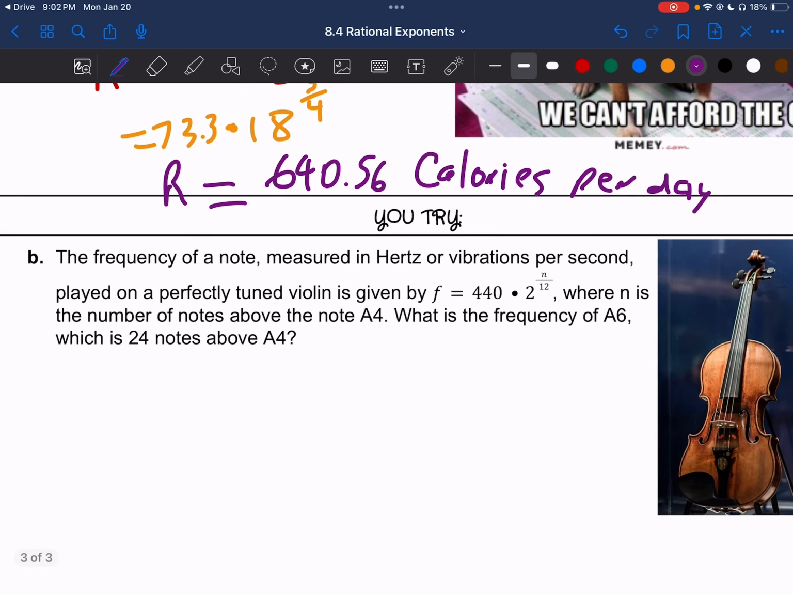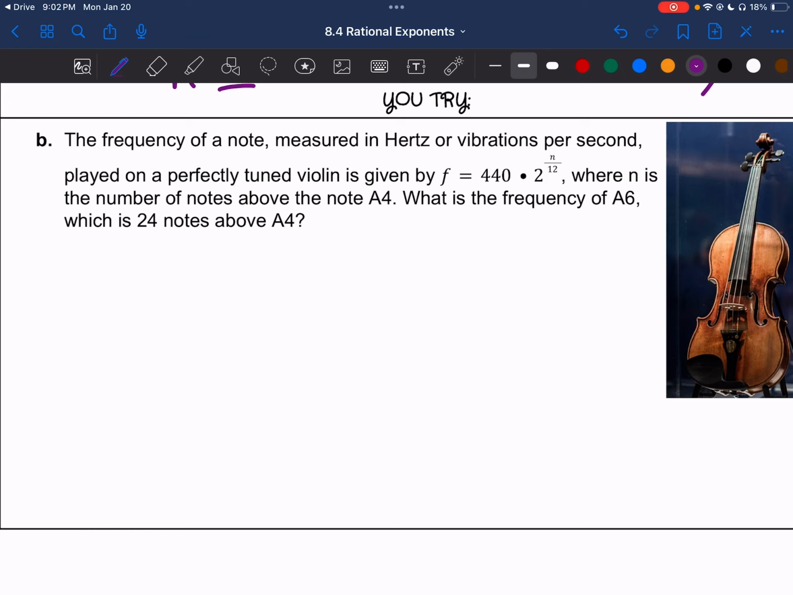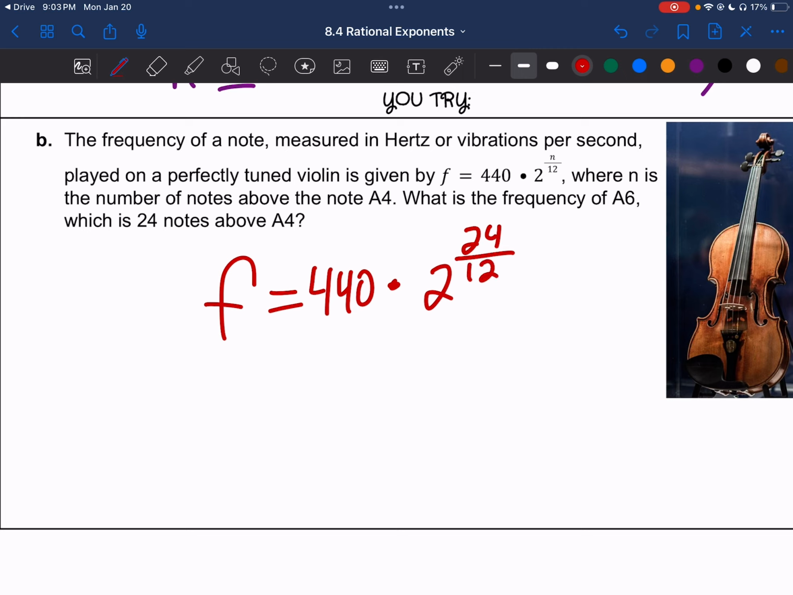All right, letter B. The frequency of a note measured in hertz or vibrations per second played on a perfectly tuned violin is given by the formula F equals 440 times 2 to the n over 12 power, where n is the number of notes above the note A4. What is the frequency of A6, which is 24 notes above A4? Well, let's substitute what we know. We have F is equal to 440 times 2 to the n. N is how many notes we are above A4, and so it's 24 over 12.